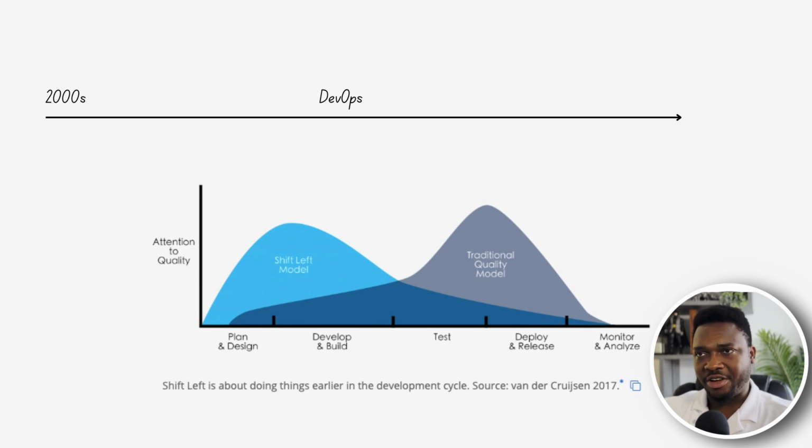And today we have DevOps. CI/CD became the norm, and modern software development got a whole lot faster, and it became more reliable because you know that the code is being tested before it's being shipped.